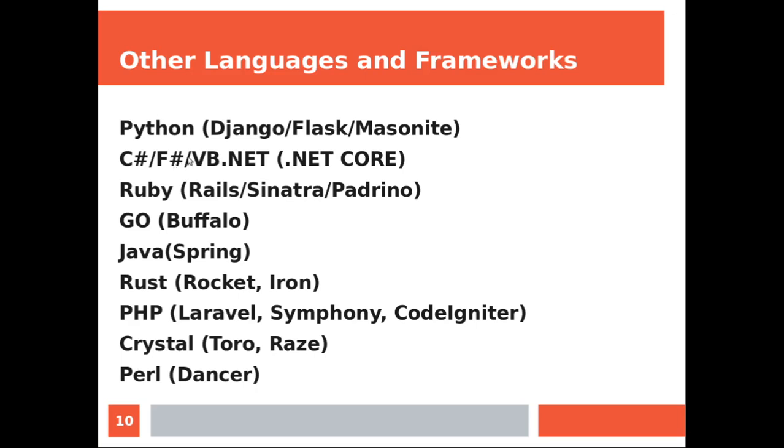Now, C#, F#, and VB.NET are 3 languages, but they're all part of the Microsoft family of .NET languages. And they all can use the .NET Core library to do web applications. So you can literally make web applications with all 3 of these languages. Ruby was super popular, and it still is pretty popular, because of a framework called Rails. But there are other frameworks that use Ruby, such as Sinatra and Padrino, and other uses for Ruby, but Rails is really the reason people learn Ruby.